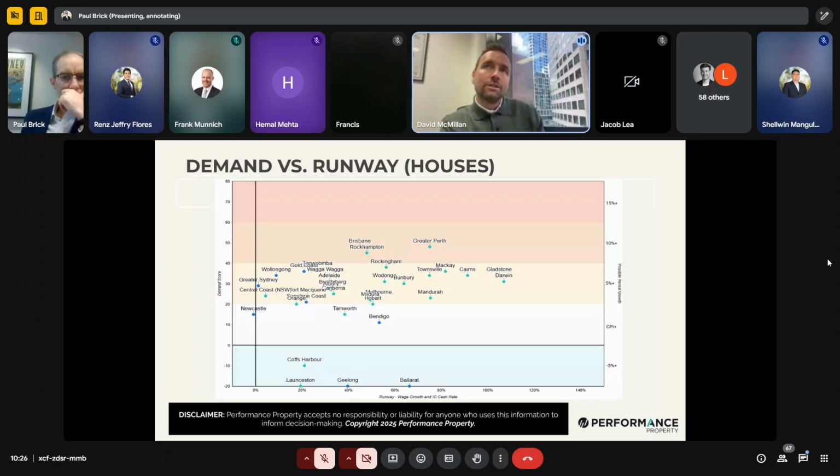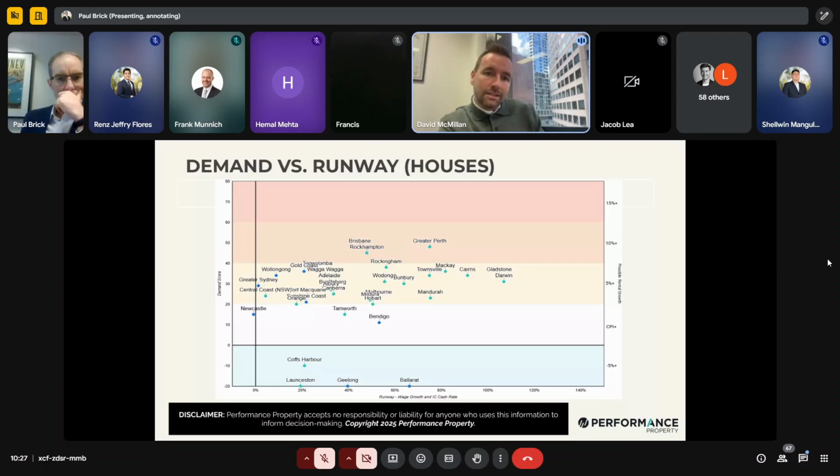And when you look at that demand score, it incorporates a number of things such as days on market, stock on market, dwelling approvals, population growth, rental changes. It is quite an intelligent score that we've come up with. And it basically says that when you look at the market as a whole across Australia, Perth is in the most demand right now.